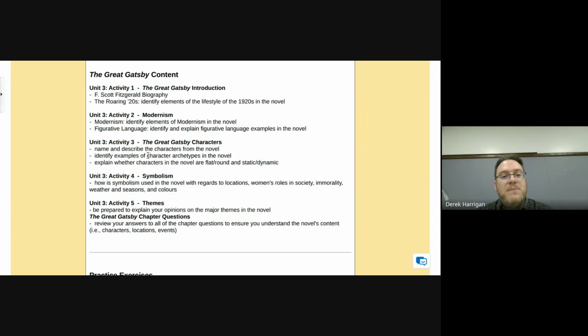So, I would expect you to maybe describe archetypes in the book, and I would possibly expect you to be able to tell me whether you think characters are flat, round, static, or dynamic. We've already talked about this a little bit with your Great Gatsby character assignment that you did in Unit 3. Also, just in general, I would expect you to know the characters.